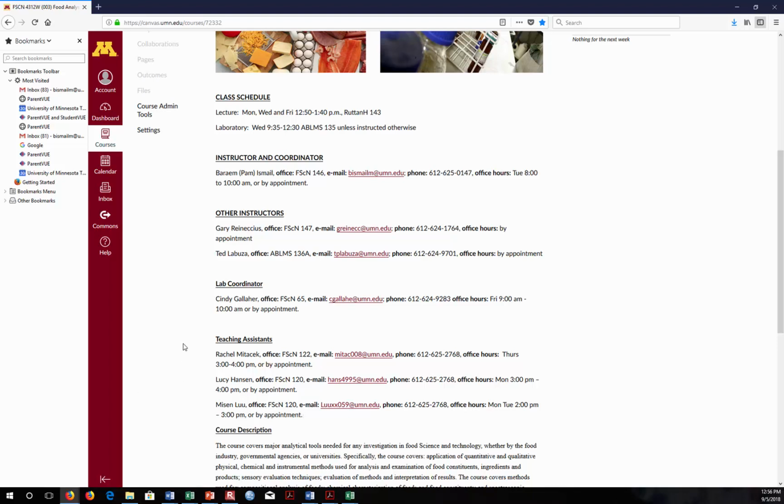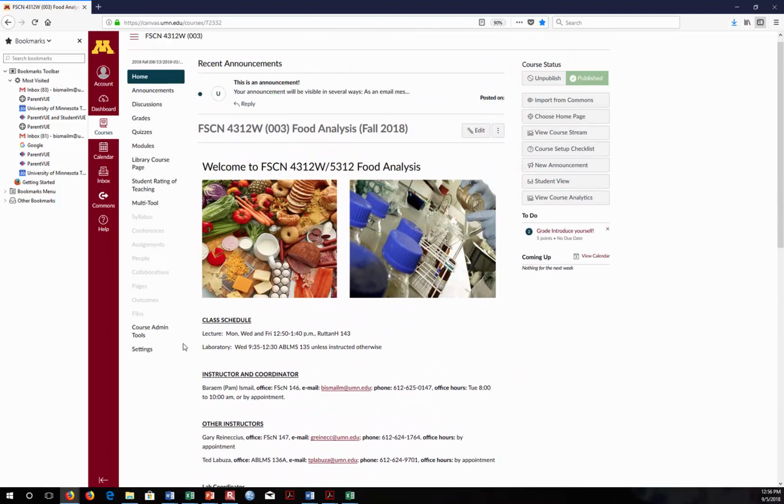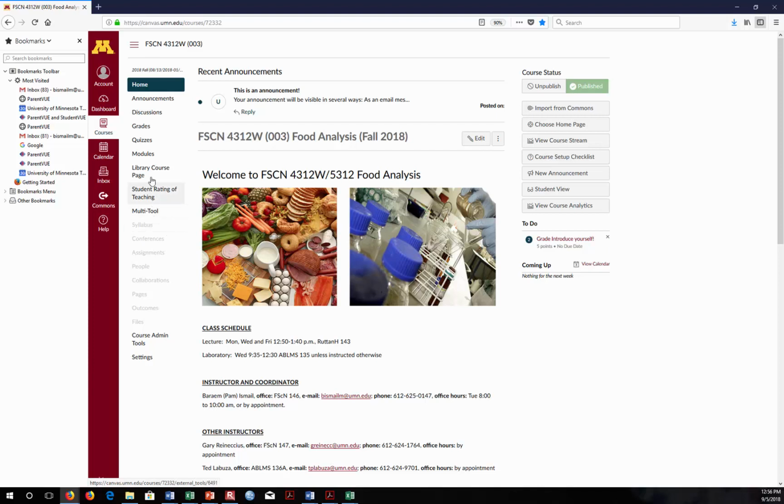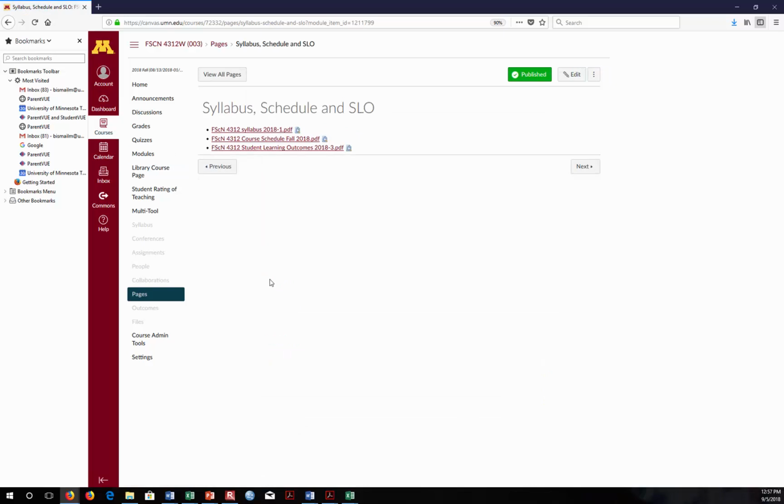Where I post things is a little different than Moodle. Here you have modules. If you go to modules, you'll find everything you need. You have different folders. Here's your folder with the syllabus, the course schedule, and student learning outcomes. I encourage you to look at the syllabus.